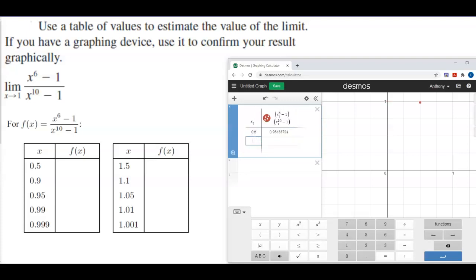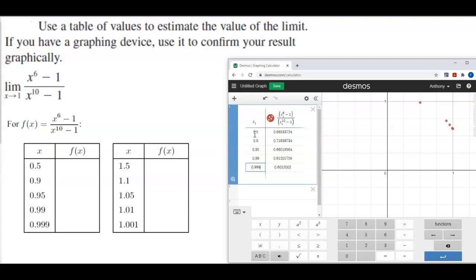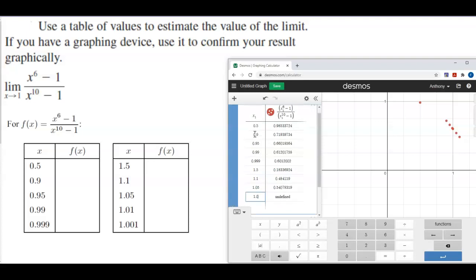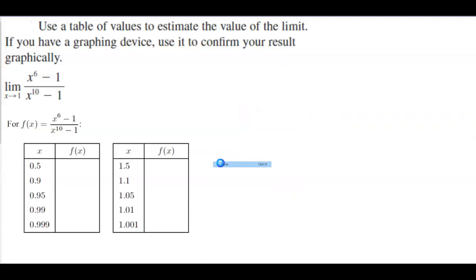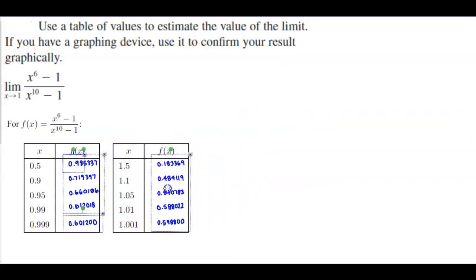So we have 0.5, 0.9, 0.95, 0.99, 0.999, 1.5, 1.1, 1.05, 1.01, and then 1.001. Okay, so those are our values that we have. I'm going to go ahead and copy and paste those into our table.